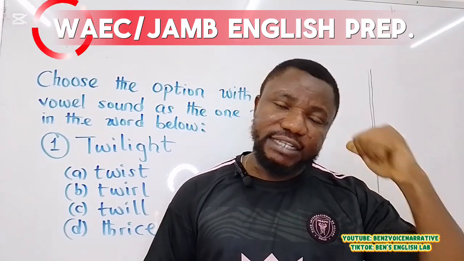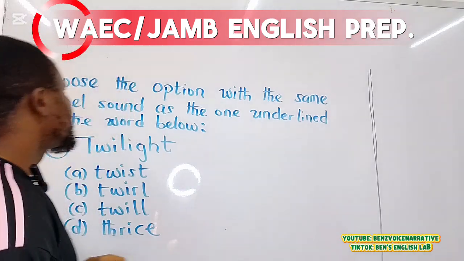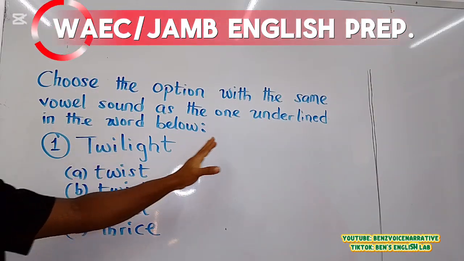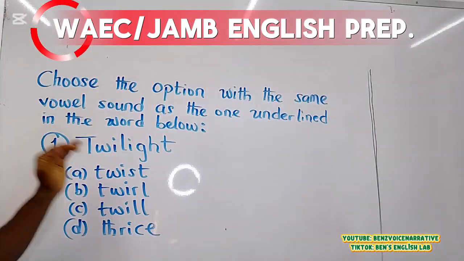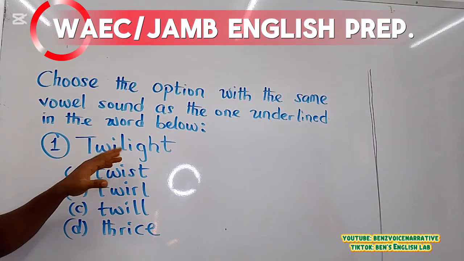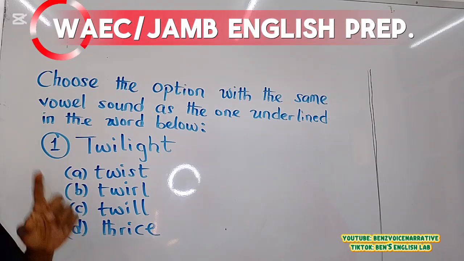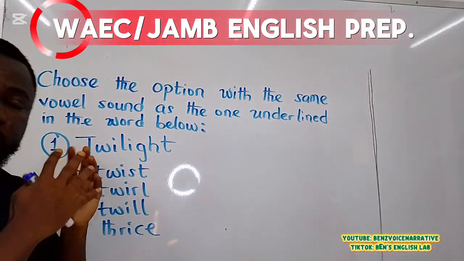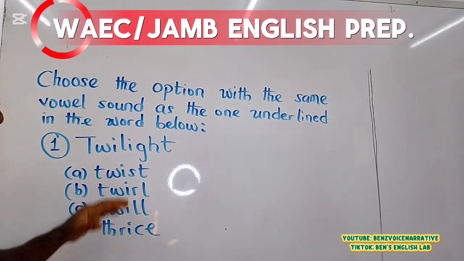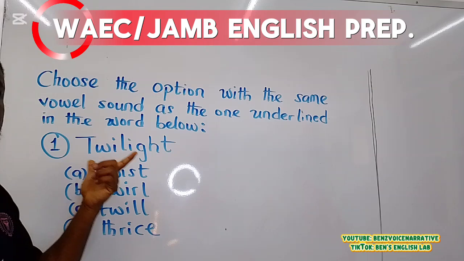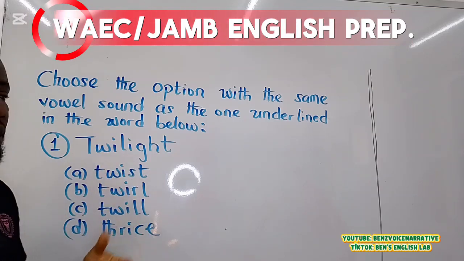So that said, let's get to today's class. The question is, choose the option with the same vowel sound as the one underlined in the word below. The given word is this: Twilight. Firstly, when you have questions like this, of course, you know that this is under phonetics and phonology. The first thing to do should be to identify how to pronounce this word or how to transcribe this word.